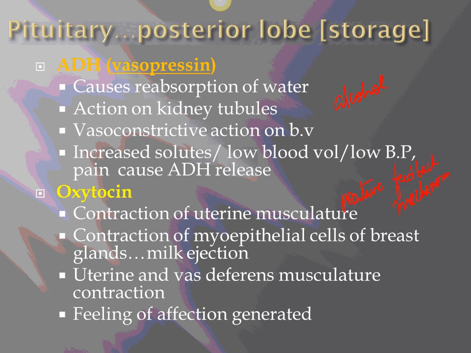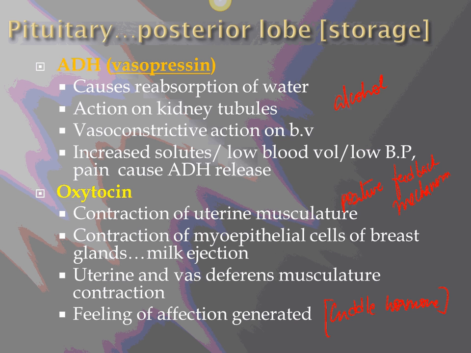Because if you do a search on oxytocin, you will find, instead of talking about the uterus, most often it will talk about it being called the love hormone or the cuddle hormone. So that's another name given for it. Oxytocin has been linked to the generation of feelings of affection.